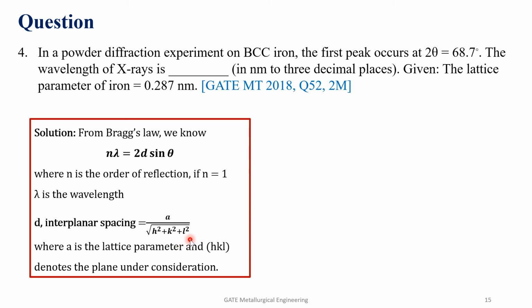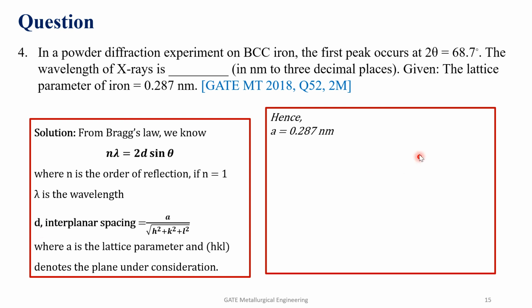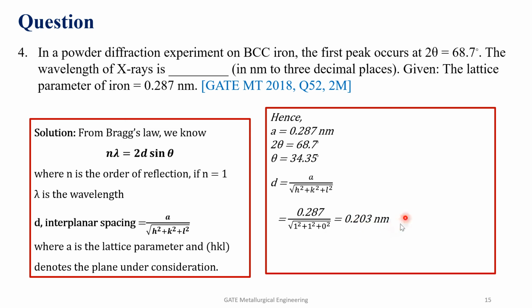HKL values we had already identified previously, right? 110. Suppose you are substituting the lattice parameter of iron a is equal to 0.287 nm and HKL as 110, then we will be able to find the value of d. Here a is 0.287, 2 theta is equal to 68.7, so dividing by half, we will get theta value as 34.35 degrees, and d is equal to a divided by root of h square plus k square plus l square. So on substituting, 0.287 divided by root of 1 square plus 1 square plus 0 square, that is 0.203 nanometer.